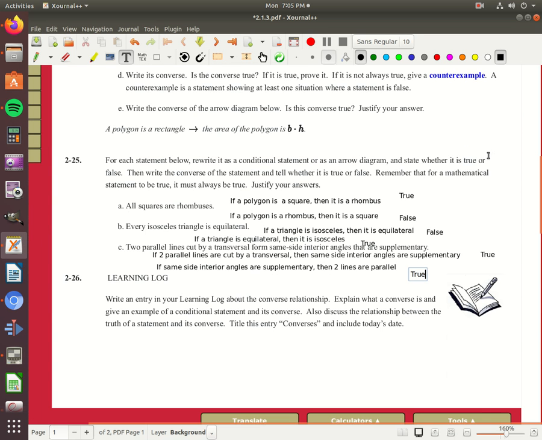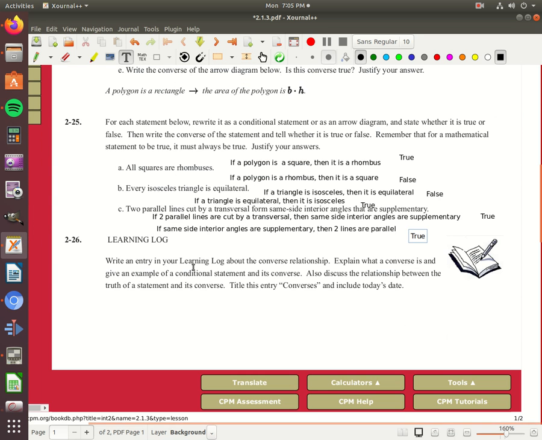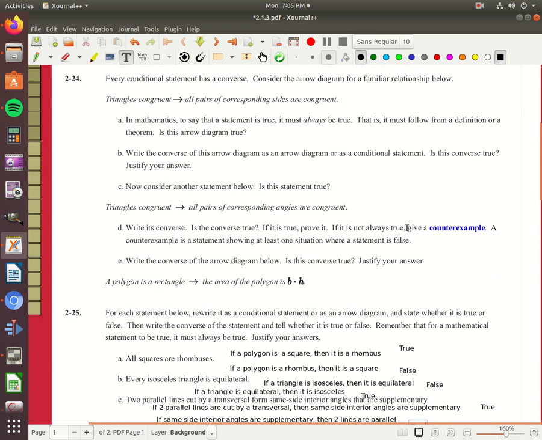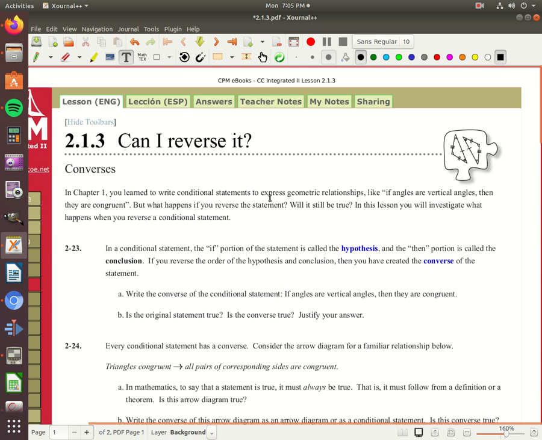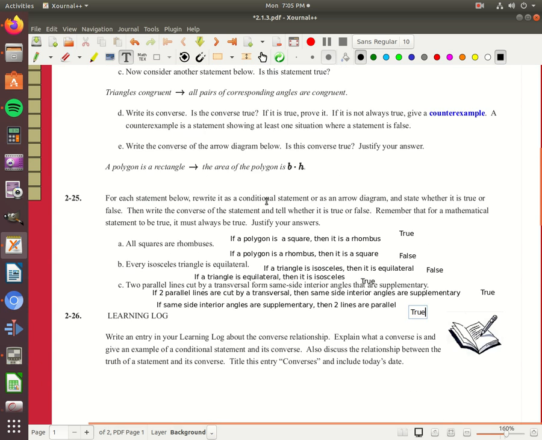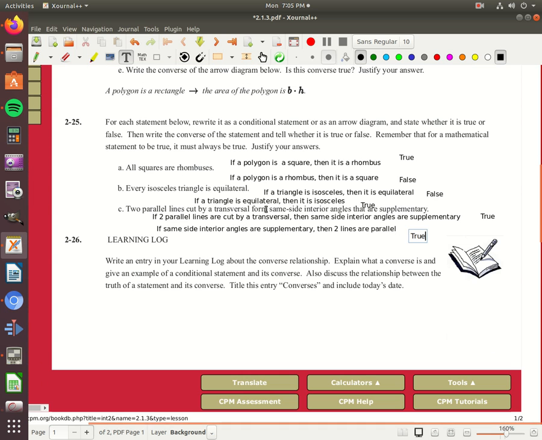Hopefully we understand what a counterexample is, just something that disproves it. I would say that this lesson is pretty mucky. The book did a good job of making sure that some questions had multiple answers, which kind of made it a little bit more difficult. Anyway, that is lesson 213.